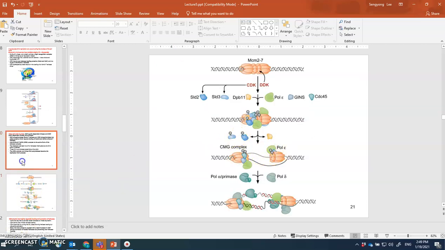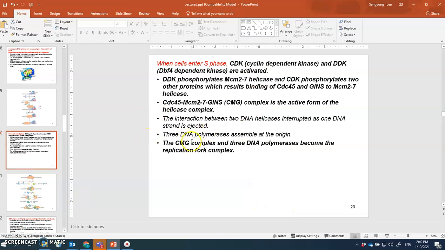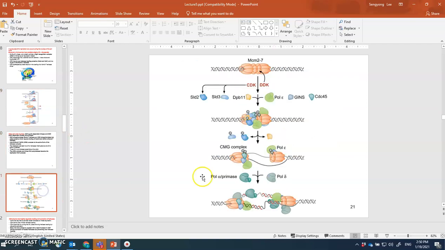And then what happens? Three DNA polymerases assemble at the origin. There are one, two, three DNA polymerases initiated at this replication fork. That's what he just said. There are three polymerase complexes: polymerase alpha and epsilon, which were already there, and polymerase delta. These are engaged in the replication fork. That's what it's saying here.